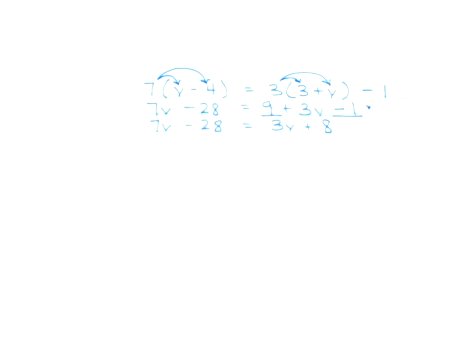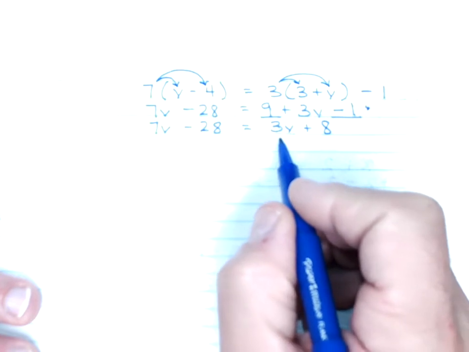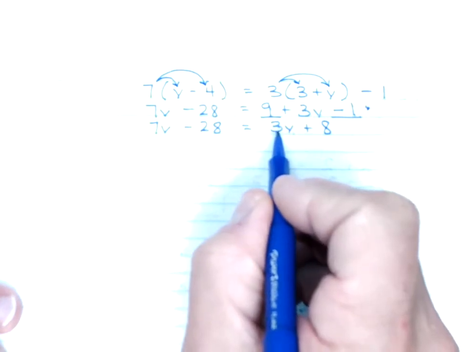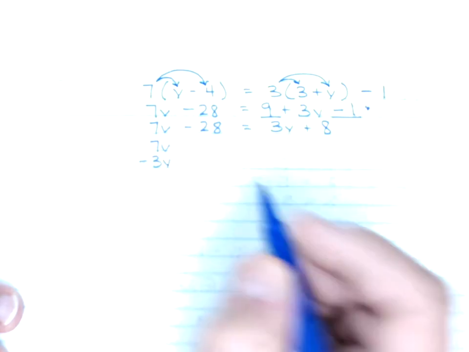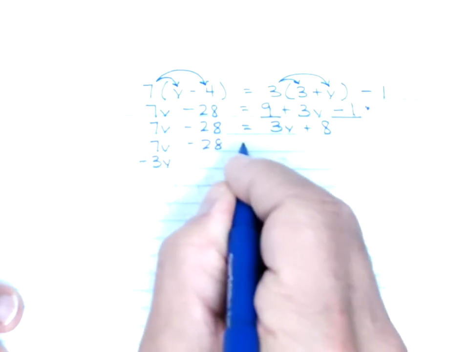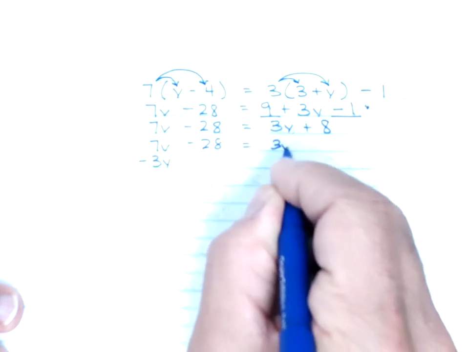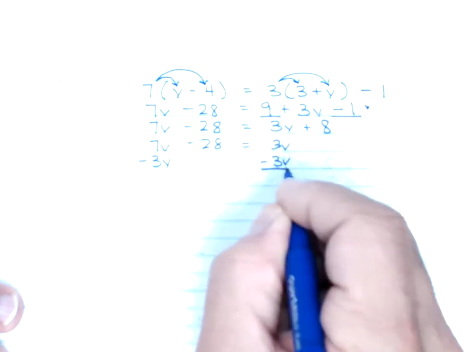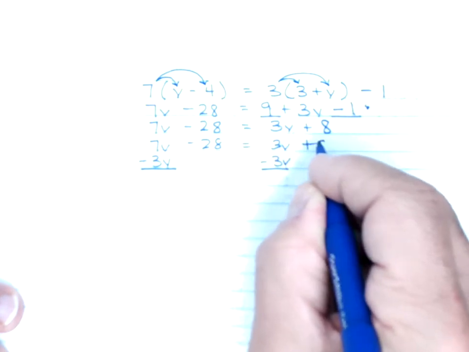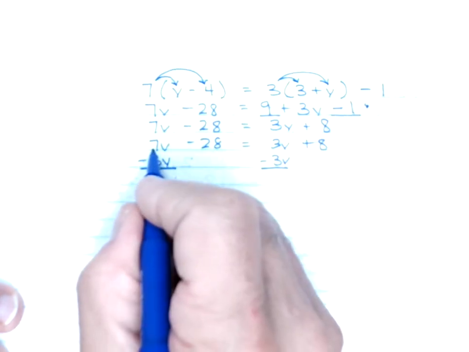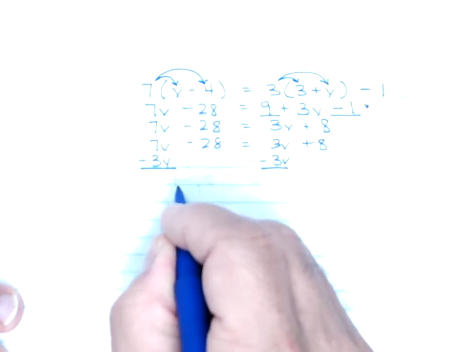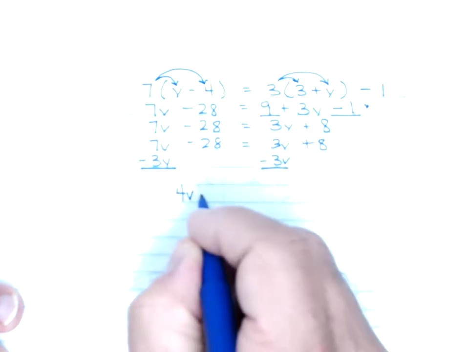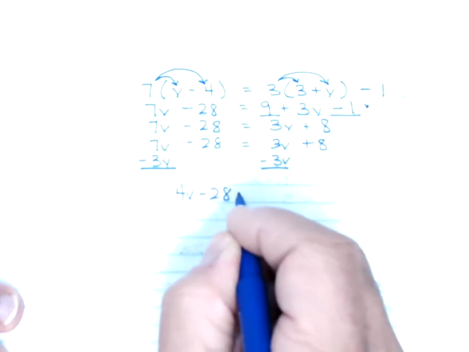Now it's up to us to decide, well, which way do we want to move things? Well, again, I'm into having positive coefficients, so I'm going to subtract 3v from both sides. So 7v's minus 3v's leaves us with 4v's minus 28, and that's equal to 8.